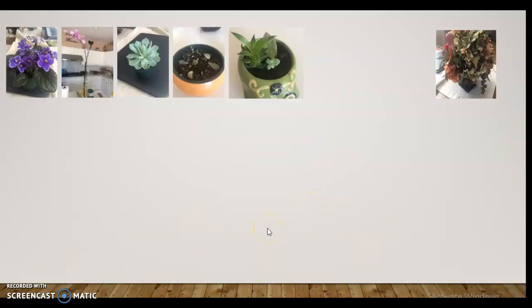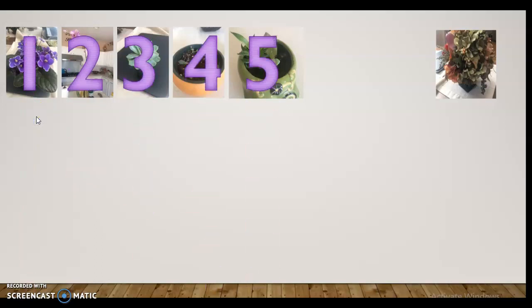Now, have some fun. Find some things around your house that you can compare. I found some plants in my house, some real living plants. And then I found a fake one. So I'm going to compare these numbers. So I'm going to count them. 1, 2, 3, 4, and 5. So I have 5 real plants. And over here, I have 1 fake plant.